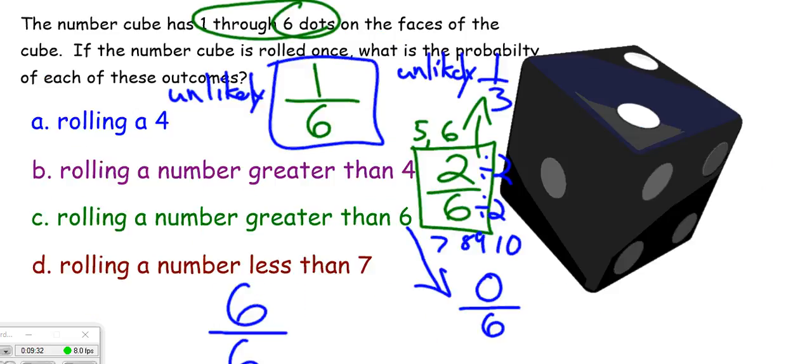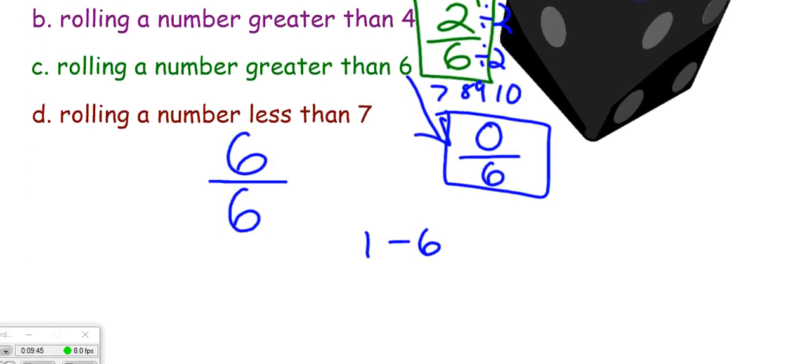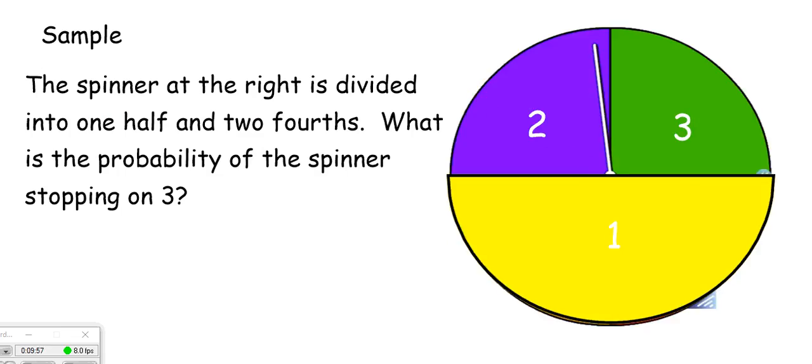Finally, we have rolling a number greater than 6. We came away with this idea, 0 out of 6, which is 0, so that's impossible. We already mentioned that. And then rolling a number less than 7, which gives us our 6 out of 6, which means that it's going to be certain. We know we're going to get one of those numbers because that's what's on our number cube. That was fast. So if you need to go back over that section and think about it, go ahead.